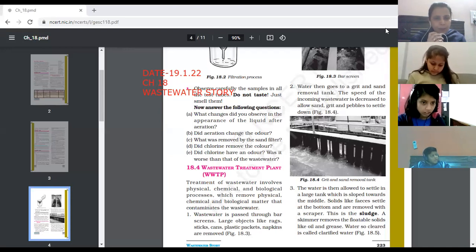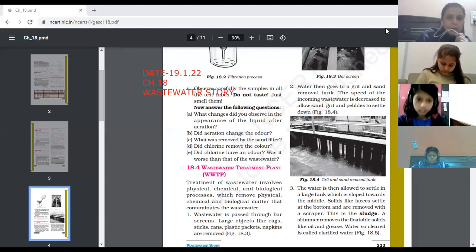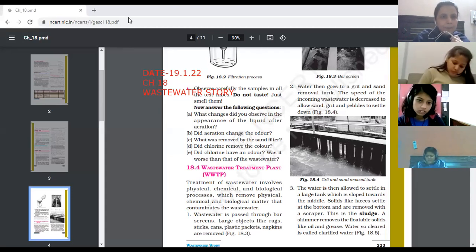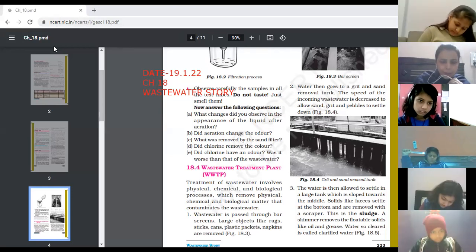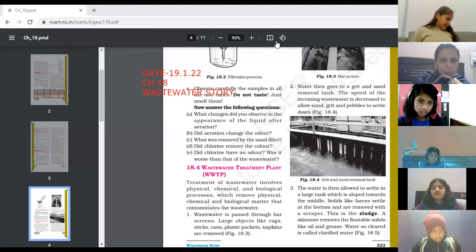Today we will continue your chapter number 18, Wastewater Story. Yesterday, children, we discussed how we can throw the wastewater, the system of sewage, where the wastewater from our home goes directly to the sewer system. Now we will continue with chapter 18, that is WWTP. WWTP means wastewater treatment plant. How is the wastewater treated?